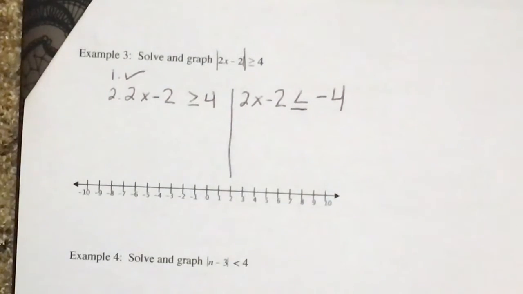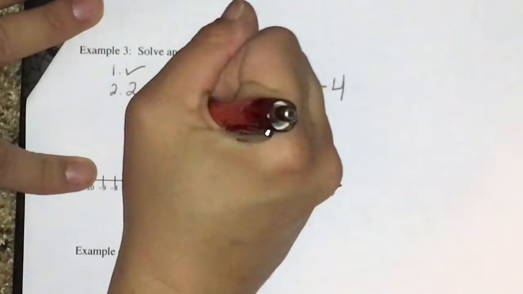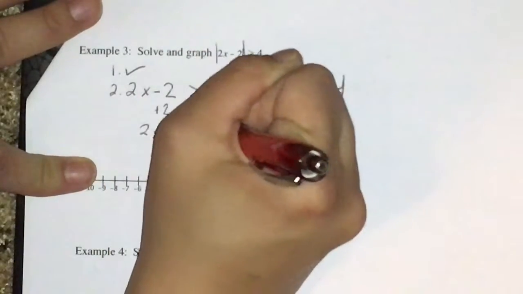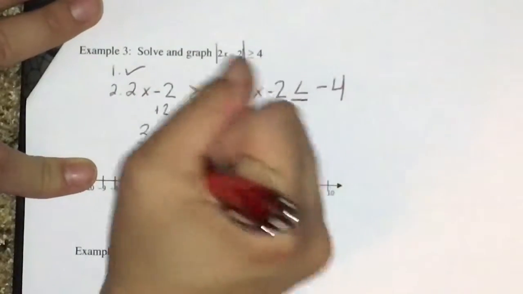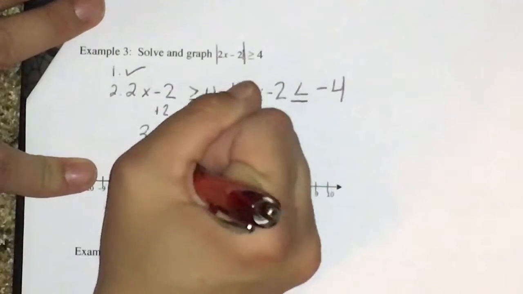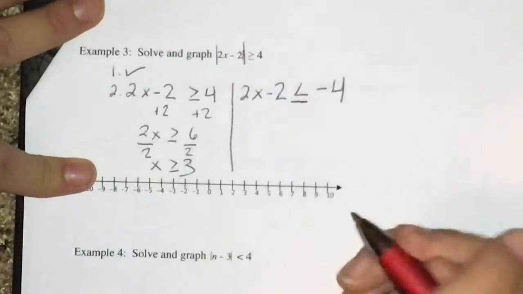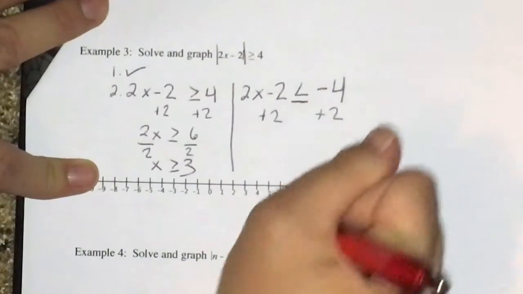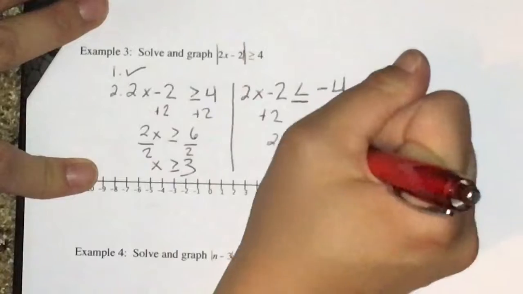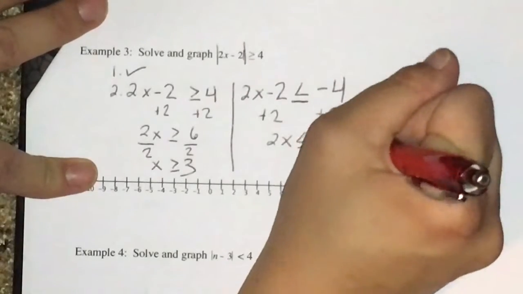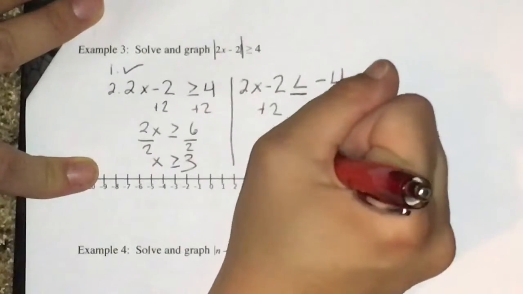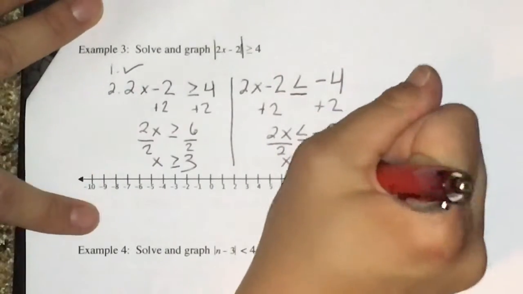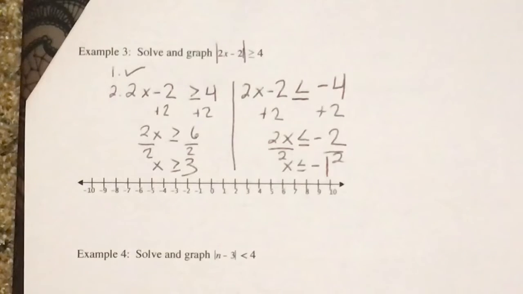Okay, now let's solve both the inequalities. Add 2, 2x is greater than or equal to 6. Divide by 2. X is greater than or equal to 3. Then here, add 2, add 2. 2x is less than or equal to negative 2. Divide by 2, divide by 2. X is less than or equal to negative 1.